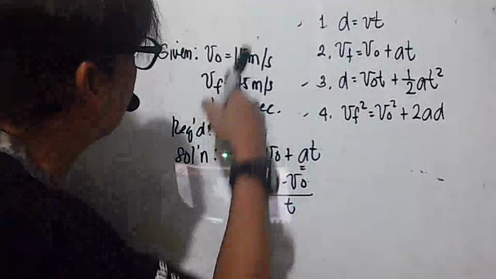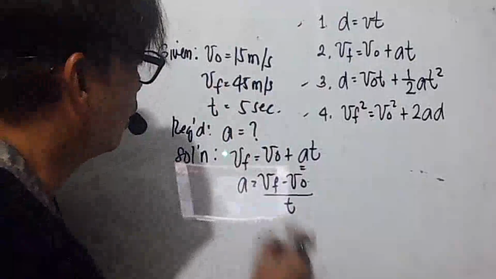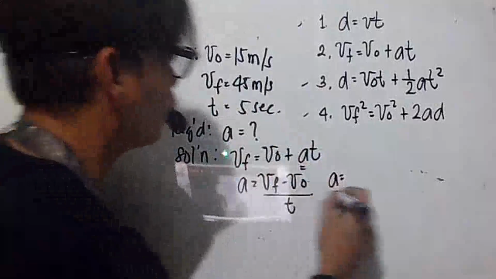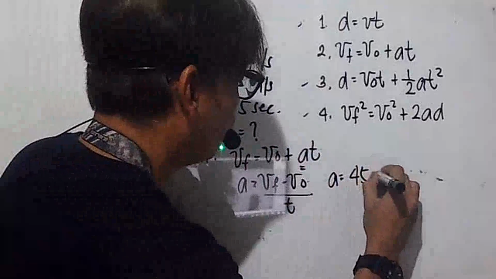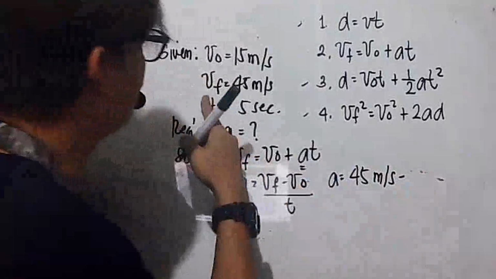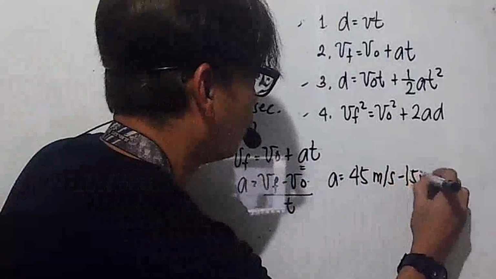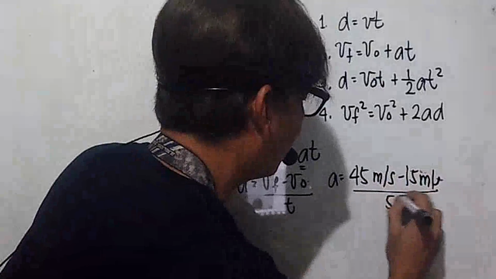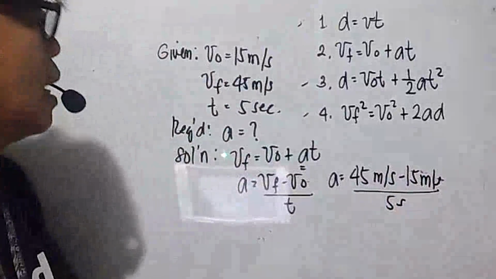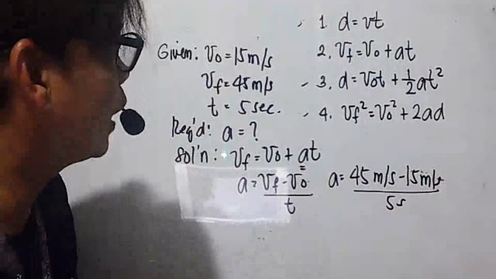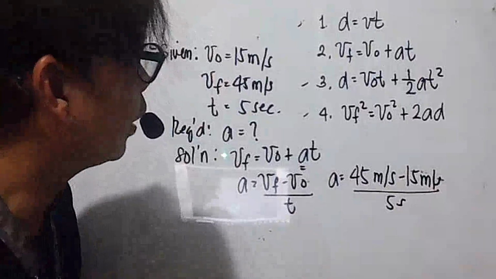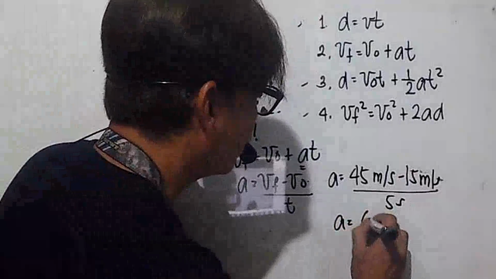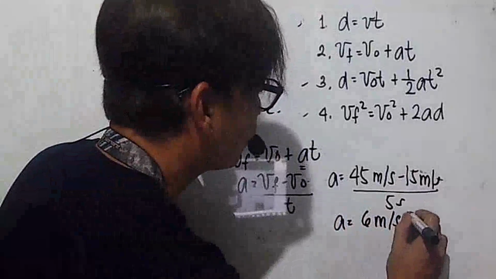Okay, now substituting the values in the given problem, your A now is equal to your final velocity, which is 45 meters per second, minus your initial velocity of 15 meters per second. Hopefully you can still see this, divided by your time of 5 seconds. Okay, now 45 minus 15 is 30. So 30 divided by 5, that is 6. So our acceleration now is equal to 6 meters per second, actually per second.